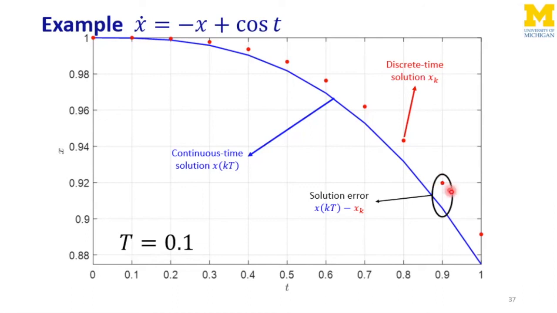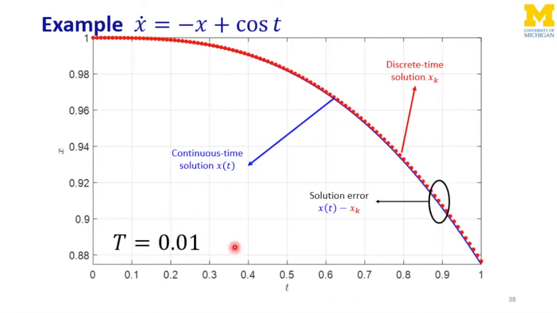And you can clearly see that there is an error between the continuous time system and the discrete time system. And this error exists even when we use the exact discretization, the exact solution-based discretization. And this error is there because the inputs are not constant between the samples.